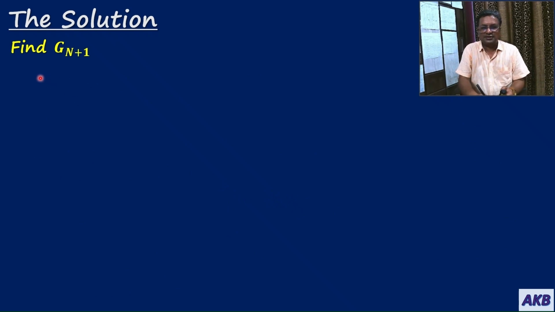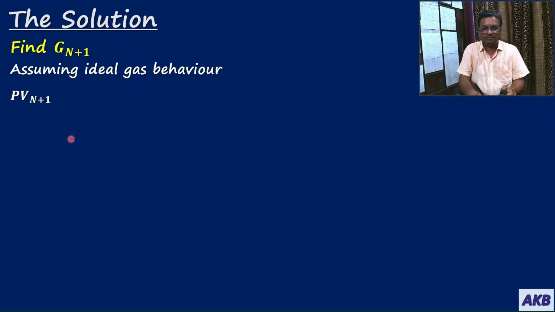Then next we will be finding Gn plus 1, and for that we will assume ideal gas behavior. The gas phase is behaving ideally, and therefore we can use the ideal gas law. The ideal gas law, when applied in this case, will be P into Vn plus 1 equal to n plus 1 into R into T. Here, Vn plus 1 is the volumetric flow rate, which is given to us. It is 0.250 meter cube per second.